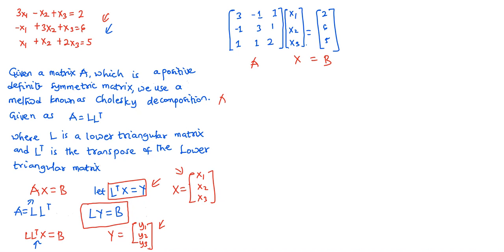Alright, so you're going to change this matrix A into the product of a lower triangular matrix and its transpose. Let's look at how you're going to do this. So we have A to be 3, minus 1, 1, then minus 1, 3, 1, and then 1, 1, 2. I'm going to change this to a product of a lower triangular matrix and its transpose. So let's look at that.